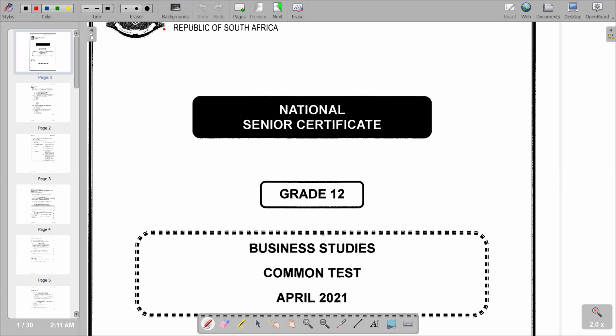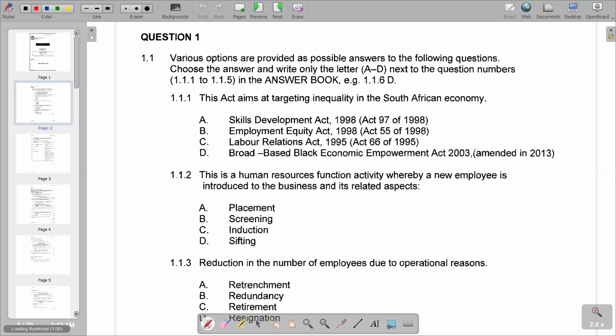In this video, we want to look at a common test of April 2021. So we are going to look only at section A. We are going to start on the section of our multiple choice, and this is our question one. The question reads, various options are provided, only the letter A to D next to the question numbers. We are given 1.1.1 to 1.1.5 for example.